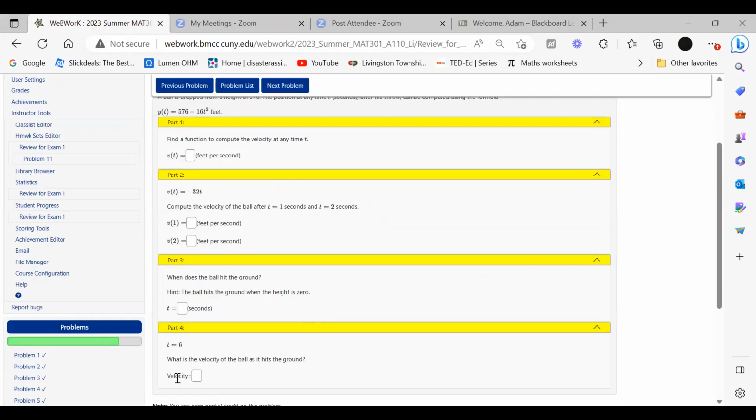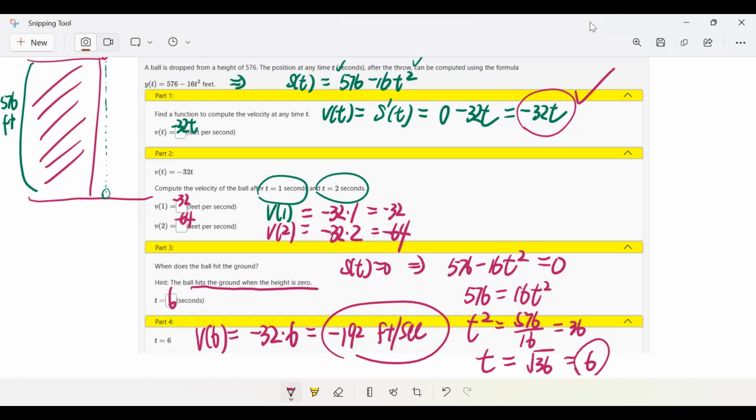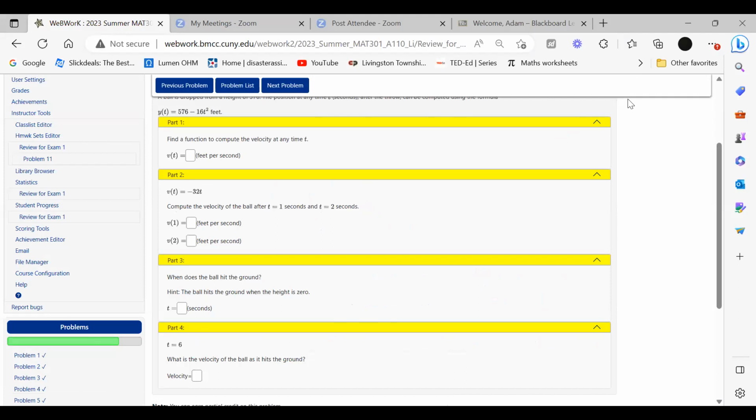And when t equals 6 seconds, they also want us to find the velocity when the ball hits the ground. Okay, so when t equals 6, then v of 6, go back to the velocity function, will be negative 32 times 6, right? So it's going to be negative 192 feet per second. Now I'm going to convert this. Let's see how fast that is. I'm also curious about this, so let's look at it together.